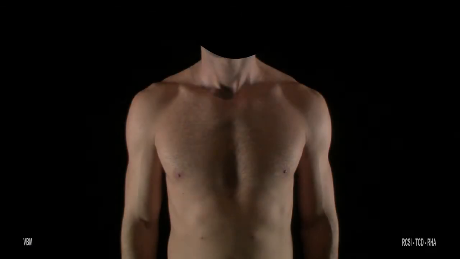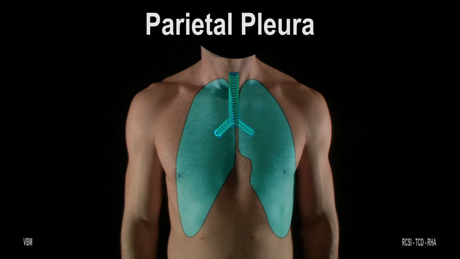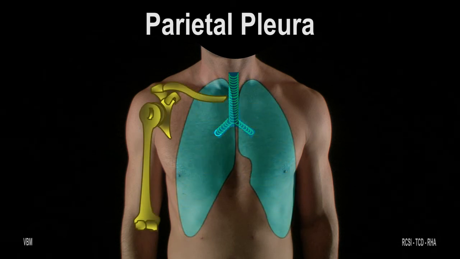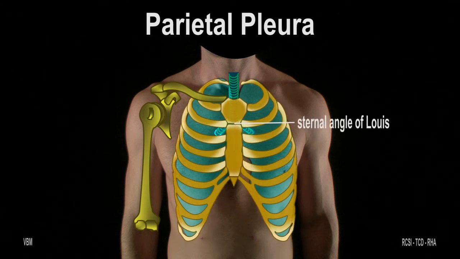The parietal pleura. The parietal pleura extends superiorly 3 cm above the middle of the medial third of the clavicle. The anterior border of the parietal pleura reaches the midline at the sternal angle.